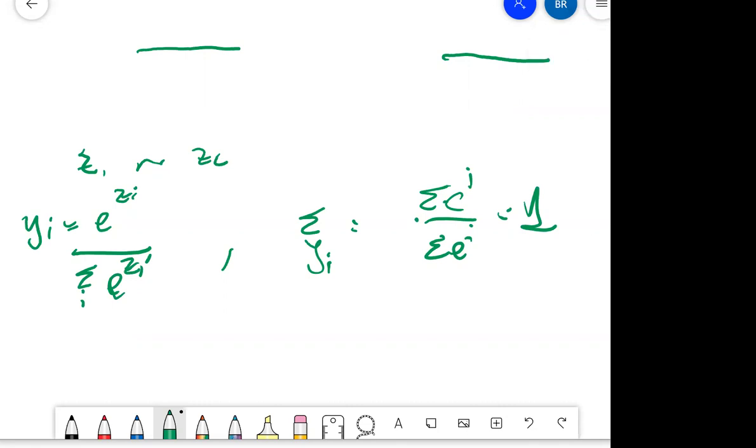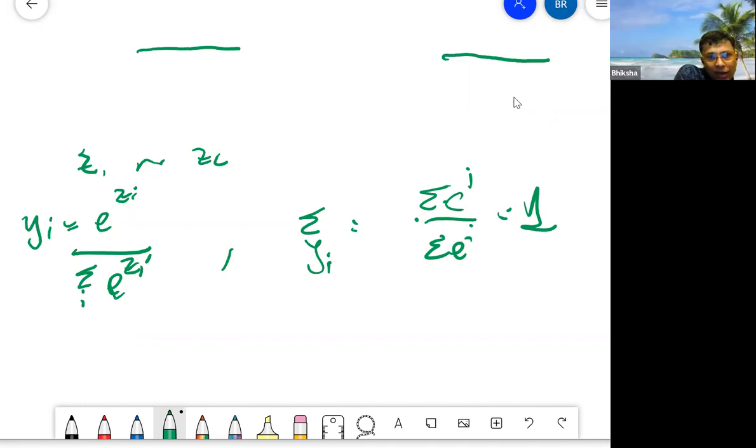Oh, what is the thing you wrote on the right side? So this is a 1. My scribbles are bad. This is e raised to Zi. And this is e raised to Zi.